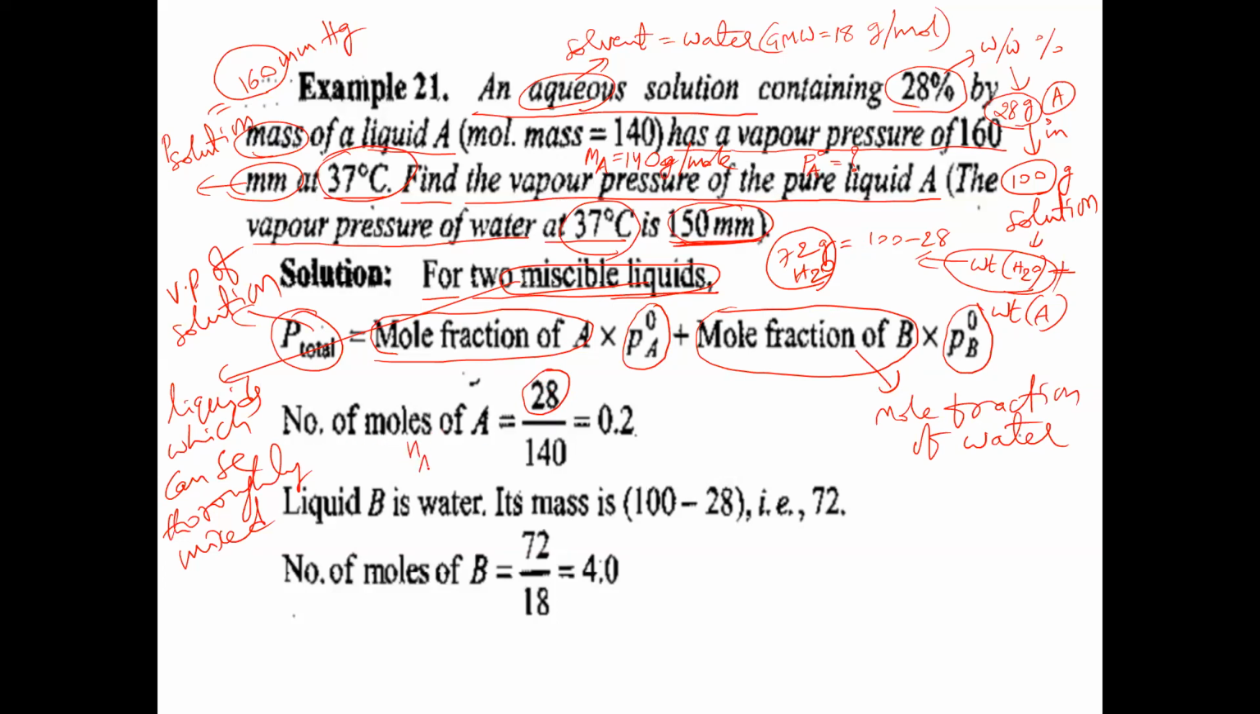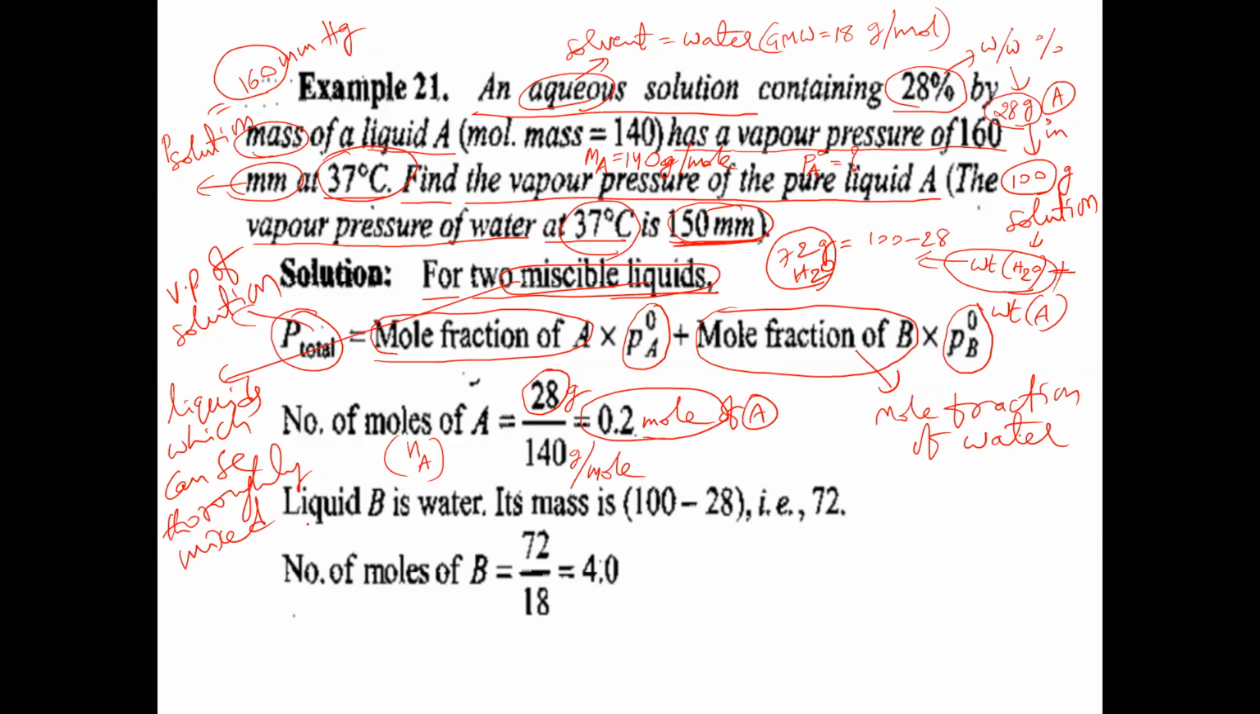First we calculate the number of moles of A, that is nA. Number of moles of A is equal to given weight of A by gram molecular weight. Gram molecular weight is in grams per mole, 140 grams per mole. So 28 grams given weight by gram molecular weight 140 grams per mole is equal to 0.2 moles. So 0.2 mole of A is present in the solution.